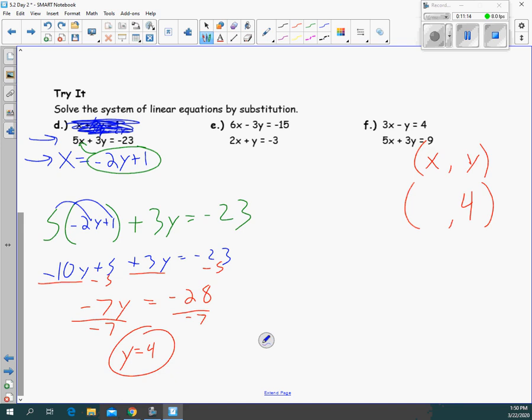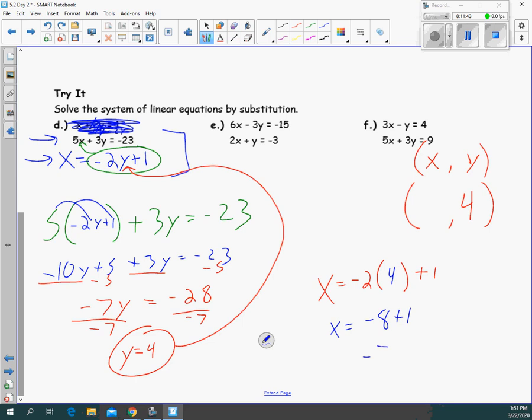All right? How do I find x? I have two equations up here. One of them's really easy to plug it back into. Oh, the second one, because it already has what y is. That's our easy one. We're going to have x equals negative 2y plus 1. And y is, of course, 4. So this gives me x equals negative 8 plus 1, which gives me negative 7. And that's my answer, ladies and gents.